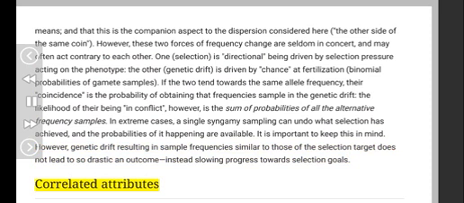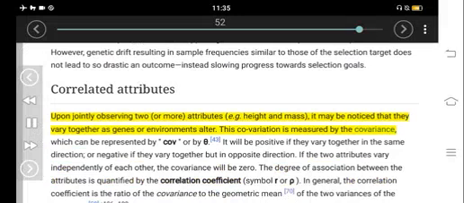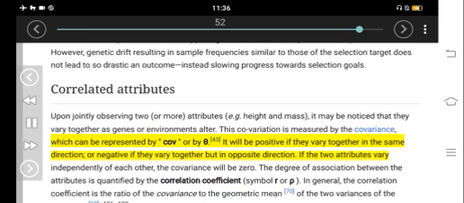Correlated attributes. On jointly observing two or more attributes, e.g. height and mass, it may be noticed that they vary together as genes or environments alter. This correlation is measured by the covariance, which can be represented by COV or by theta. It will be positive if they vary together in the same direction, or negative if they vary together but in opposite direction. If the two attributes vary independently of each other, the covariance will be 0.